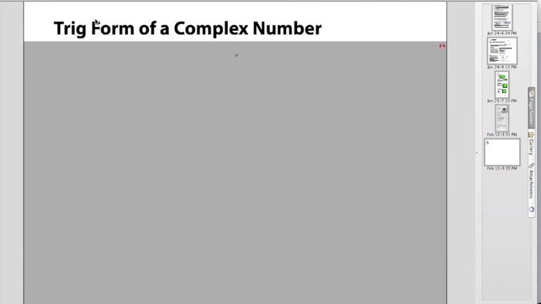Section 6.5 in our trig course, our pre-calculus course. We're going to be talking specifically about how to take a complex number and turn it into trigonometric form using sine and cosine.